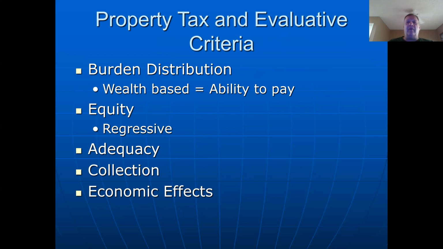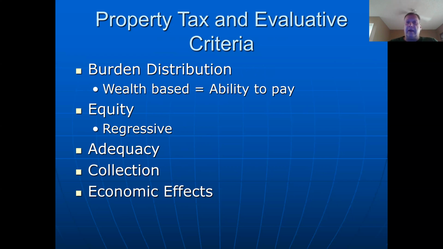So that's a basic, really quick overview of the property tax and how the property tax works. Let's then relate it back to those 5 evaluative criteria we started the discussion with. So the property tax and burden distribution. As we said, it is a wealth-based tax. It's based upon your ability to pay. Your ability to pay is defined by the value of your home.